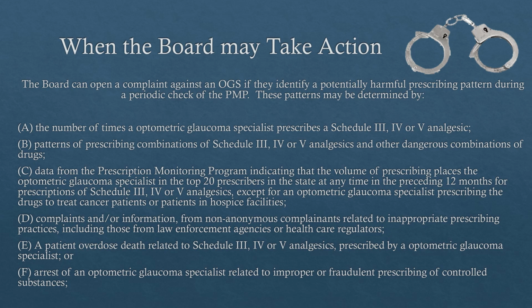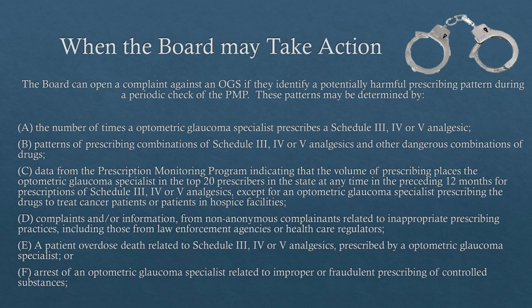So the board may open a complaint against you as an optometric glaucoma specialist if they identify some potentially harmful prescribing patterns. The way that they're going to do that is look at sheer quantity of Schedule 3, 4, or 5 analgesics that you prescribe, the patterns that you prescribe them in, or prescribing combinations of drugs. If they look at the data from the PMP and you are in the top 20 prescribers in the state at any time, they may consider that suspicious. The exception to that, and they write this out, is that an optometric glaucoma specialist that's prescribing drugs to treat cancer patients or in hospice facilities might be taken out of that top 20 prescribers list.